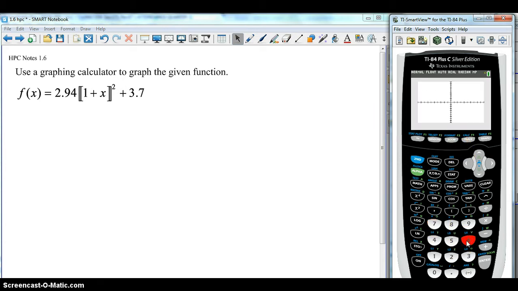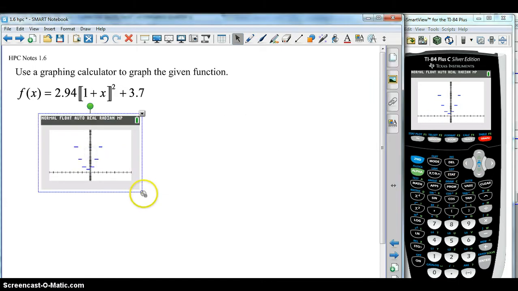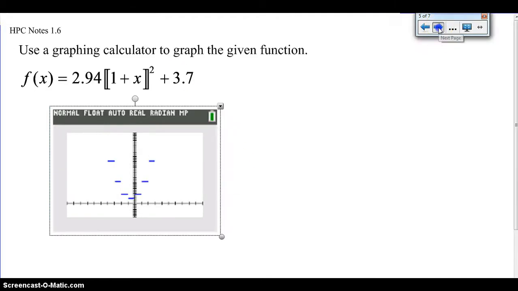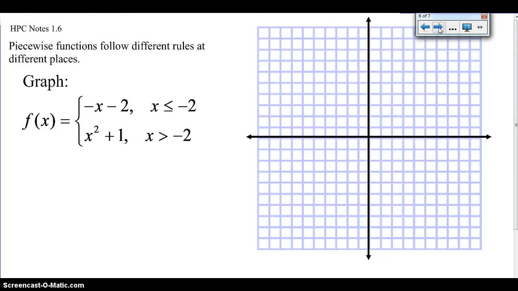Now, when I'm on the standard zoom 6, I get a window that looks like this. It's kind of hard to see what I'm looking at. But if you look back at the function, you can see essentially what we have here is some kind of strange quadratic. So let's adjust that window and increase that y-max. Let's try 50 and see if we can see this graph any better. Now we can. As a matter of fact, if you increased that further and further, this graph would start to look more and more like an actual quadratic. Let's move on to the next example.